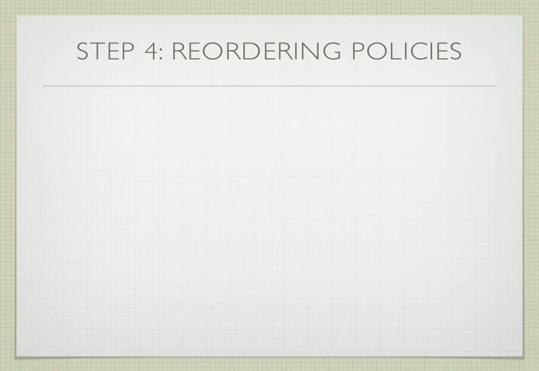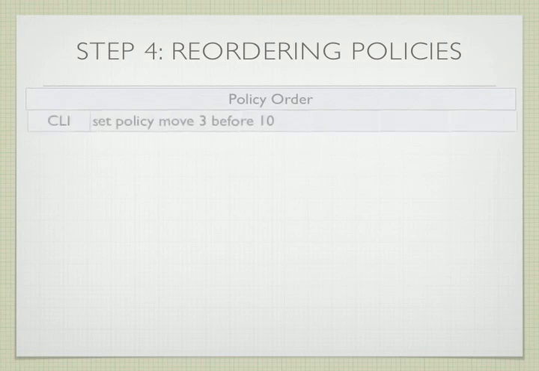So how do we reorder the policies? On the command line, you get the policy number by get policy, and you look at the ID number. And then we use the move command. So set policy, move 3 before 10. We'll take policy number 3 and put it in front of policy number 10.